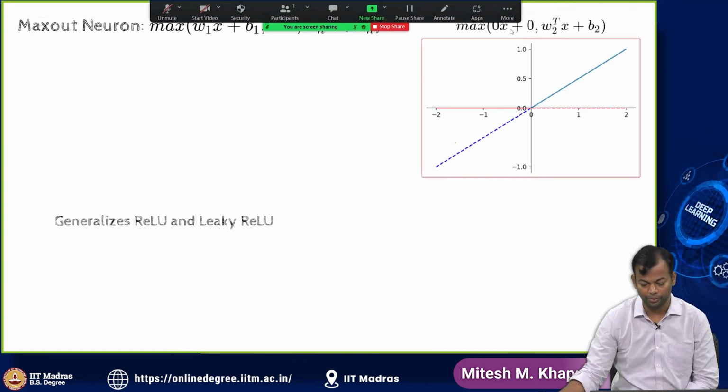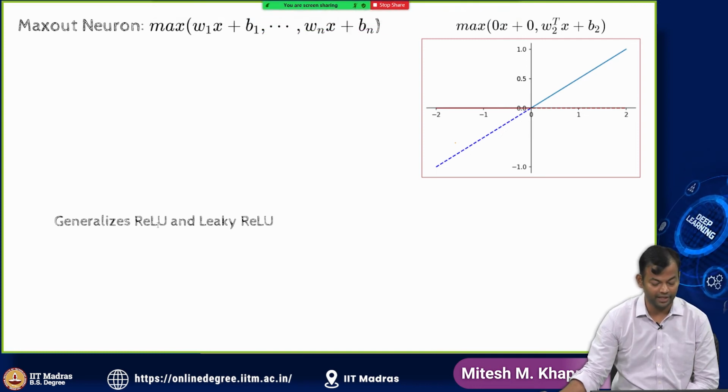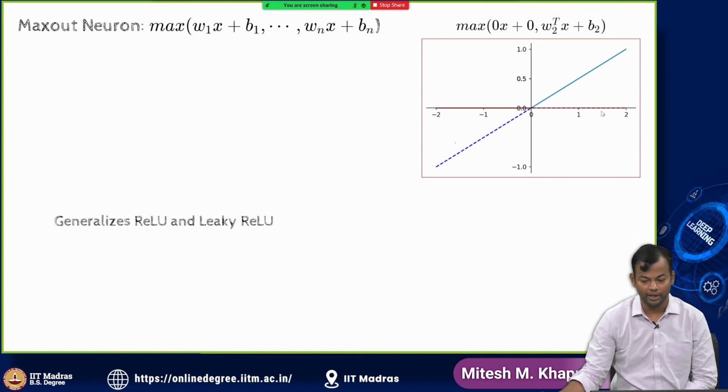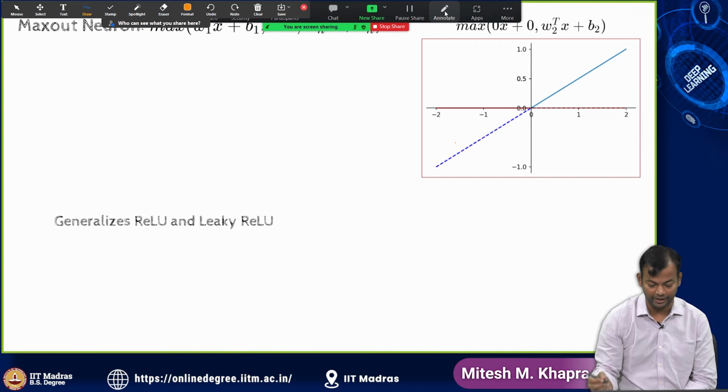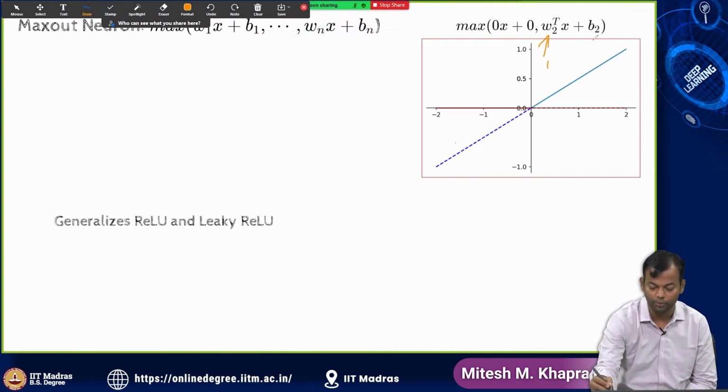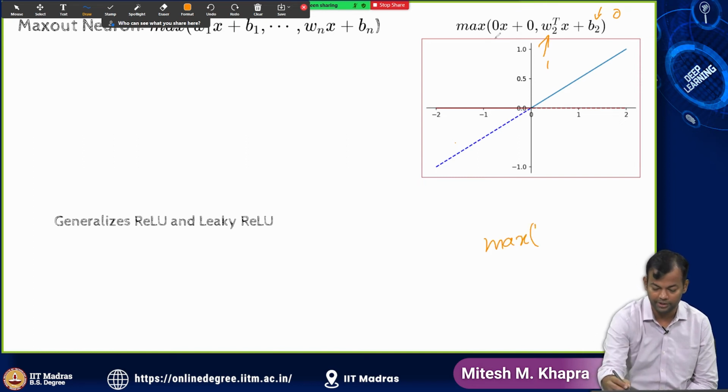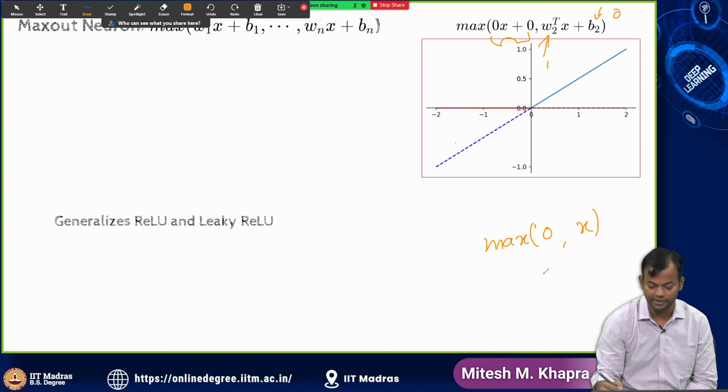So you could think of any of the relu functions, relu or leaky relu or parametric relu, as a special case of the maxout neuron, such that there are two neurons inside the maxout neuron, and for one of them the weight and the bias are 0, and for the other one you have W2 x plus b. In the case of relu, W2 is just equal to 1 and b is equal to 0. So then you're just left with the max of 0 and x.